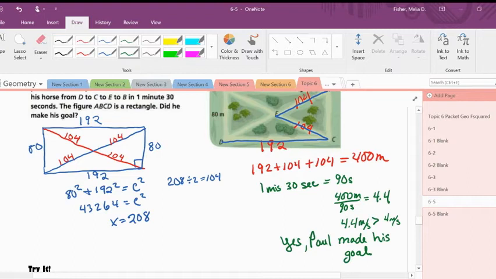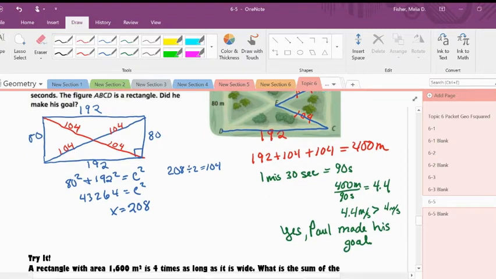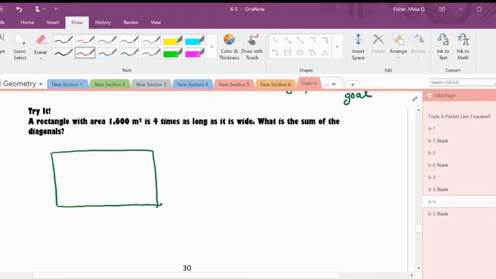Pause your video, do the try it, and come back to check your work. Go ahead and walk through this, try it. If you did this completely on your own and you were not confused, you can just fast forward until you check the answer and move on.